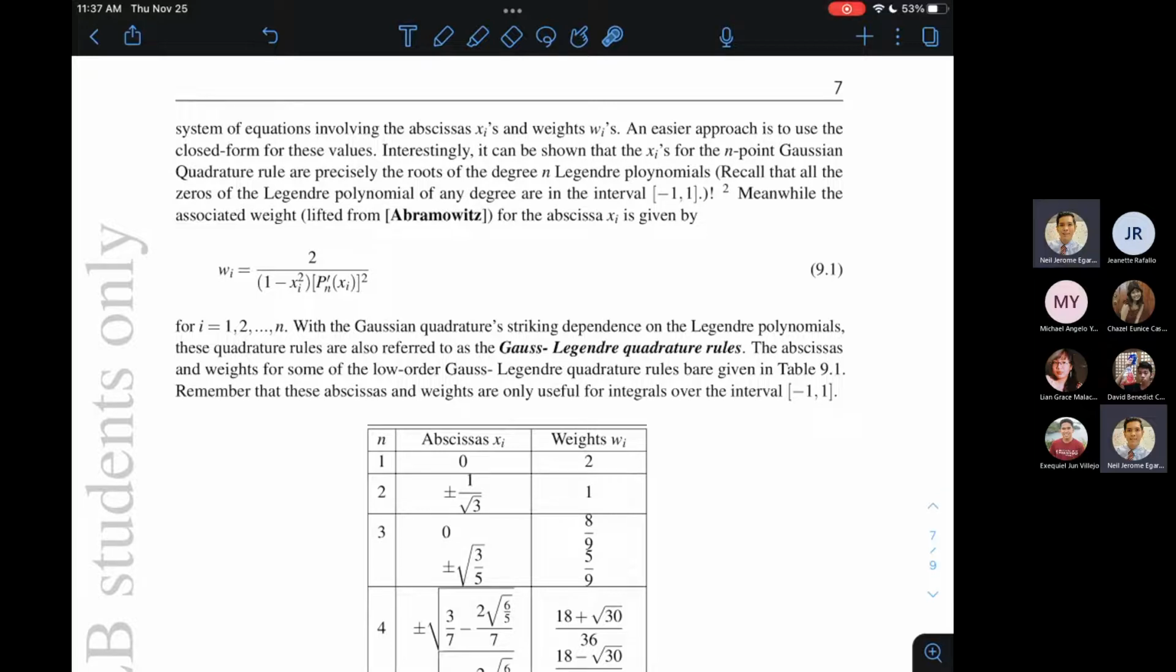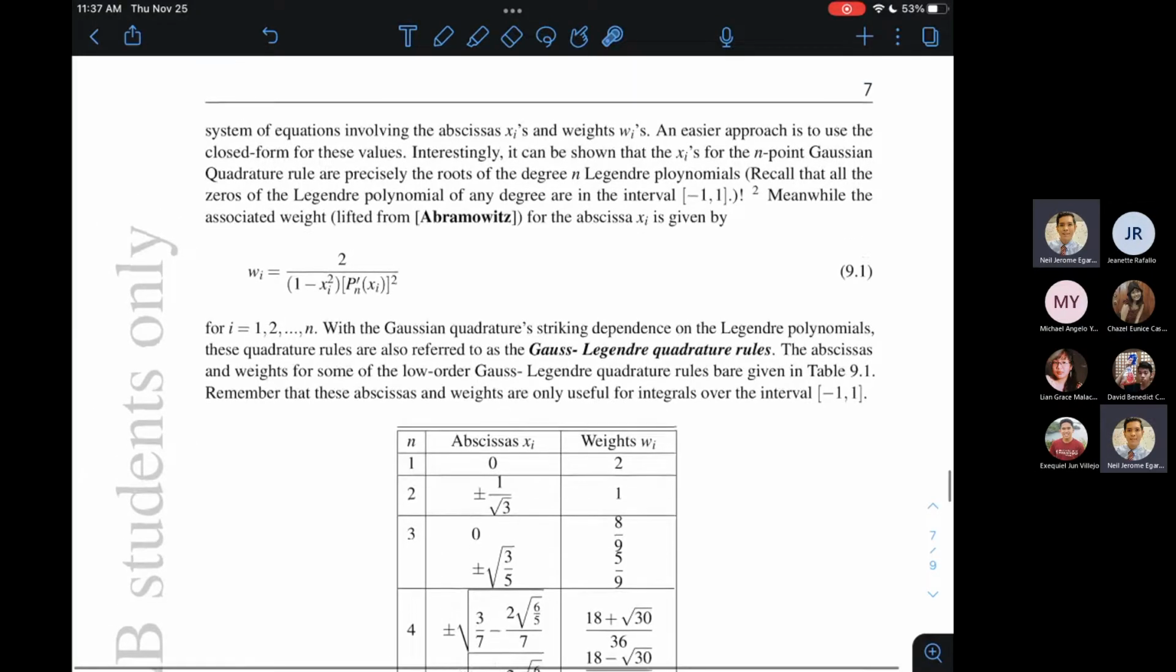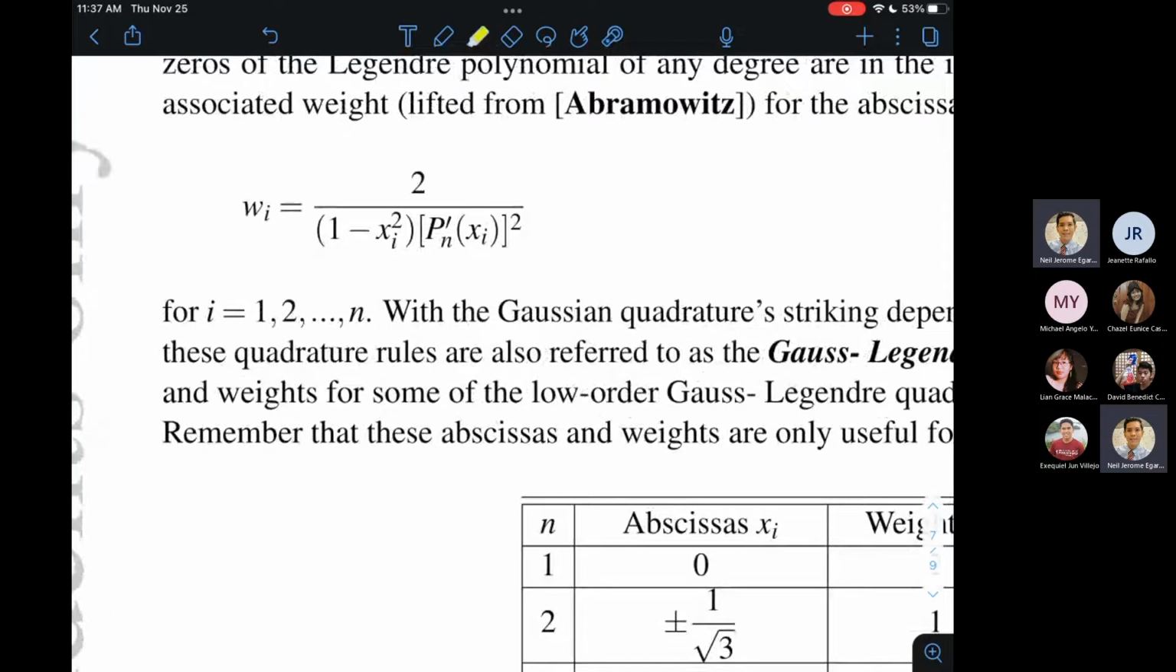Okay? And the nice thing is, Abramowitz also gave the weights for each abscissa. So if the abscissas we should use are the roots of the Legendre polynomial of degree n, the associated weights can be computed using this simple formula: 2 over 1 minus x_i squared times the derivative of the Legendre polynomial of degree n evaluated at x_i. Okay? So, let's check.